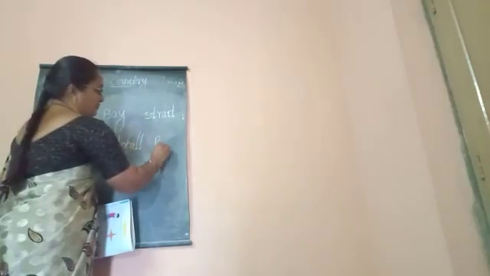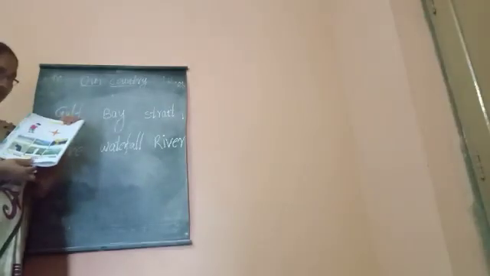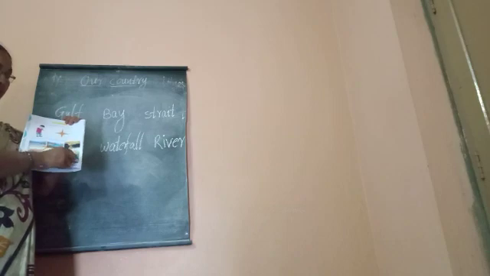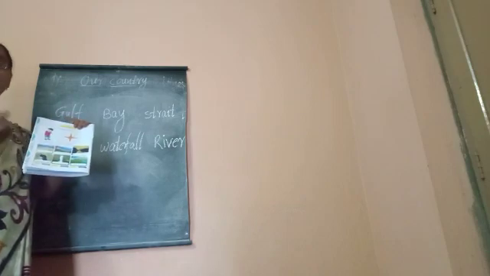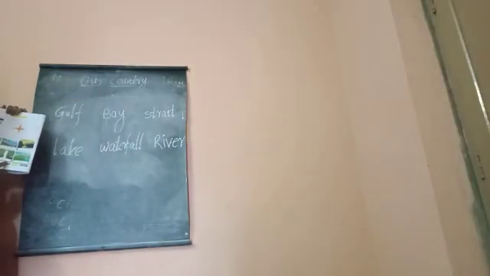Here, it is a stream of water flowing on the land. Okay, so this is the river. A stream of fresh water flowing on the land, flowing towards another sea or ocean or another river. So this is the river. First one is gulf, second one bay, third one strait, fourth one lake, fifth one waterfall, and sixth one river.